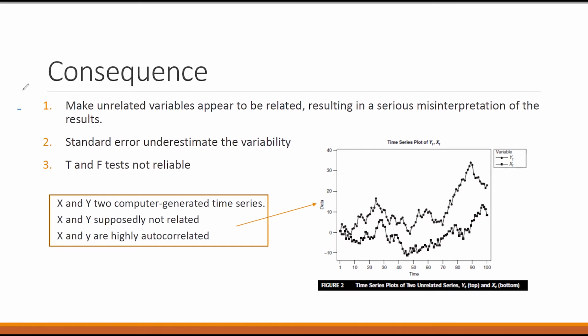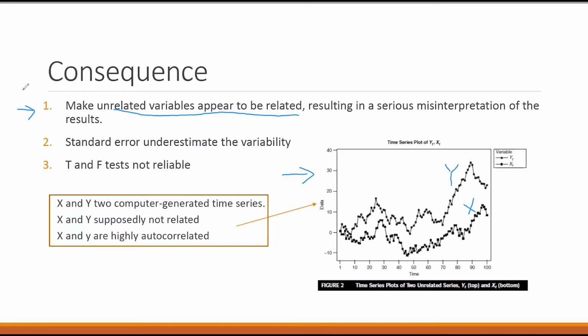The first one is that when you have serial correlation in the error terms, or when you run regression using time series data, it can make unrelated variables appear to be related. And this will give you misleading information. So here's an example. Look at this graph here. You can see two variables, x and y. The top one is y, and the lower one is x, the dependent variable and the independent variable.